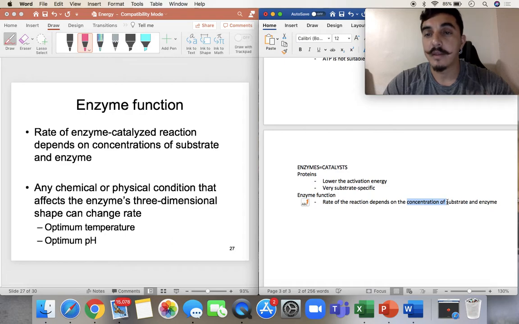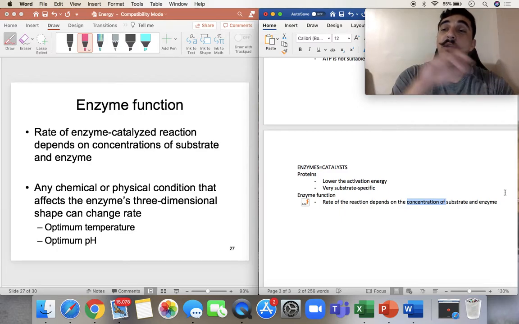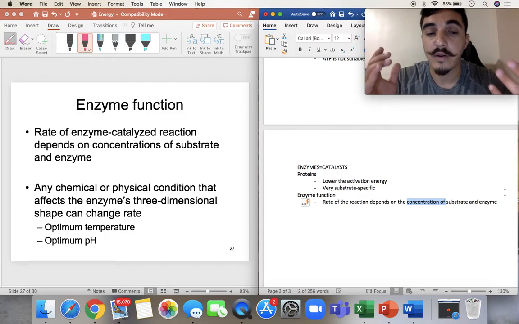So if you have a lot of enzymes, you're going to break down a lot of substrates. So therefore, the rate is going to be really, really fast. If you don't have a lot of enzymes and you have a lot of substrate, it's going to be pretty slow, because each enzyme has to go and do double the work and break down everything. So it's a slower reaction rate.